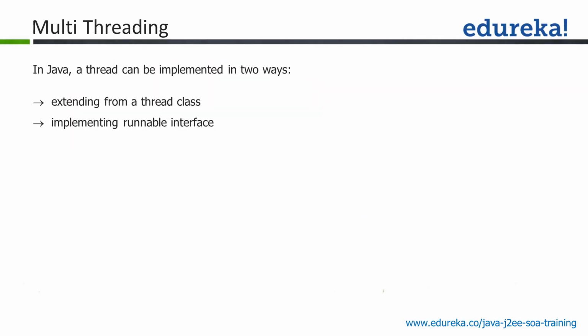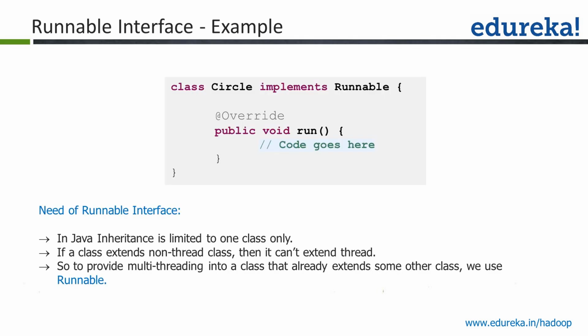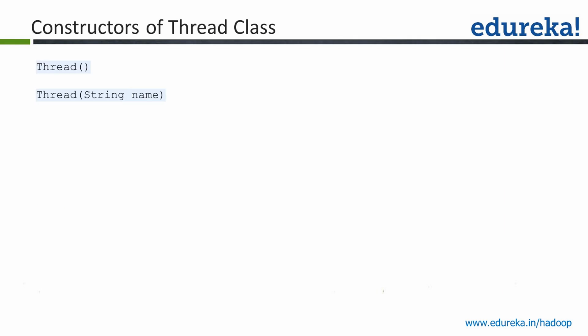Multi-threading in Java can happen in two ways, either by extending Thread or implementing Runnable. For extending Thread, you write extends Thread and put the code in the run method. For implementing Runnable, again you override the run method. Why do you need Runnable? Because multiple inheritance is not supported in Java, so you come up with implements Runnable. Otherwise you use extends Thread.